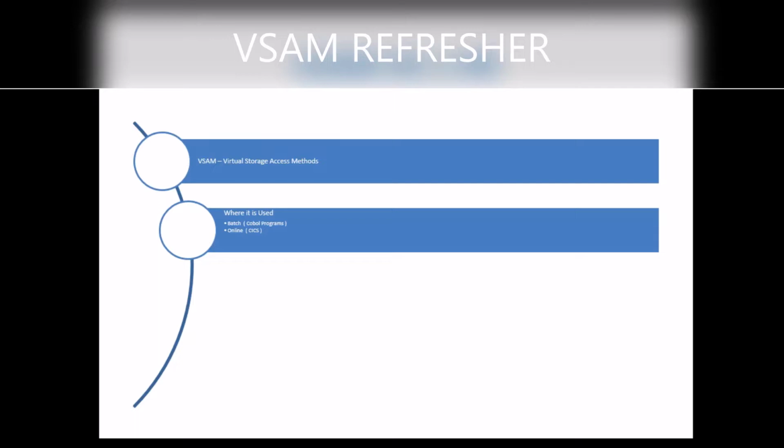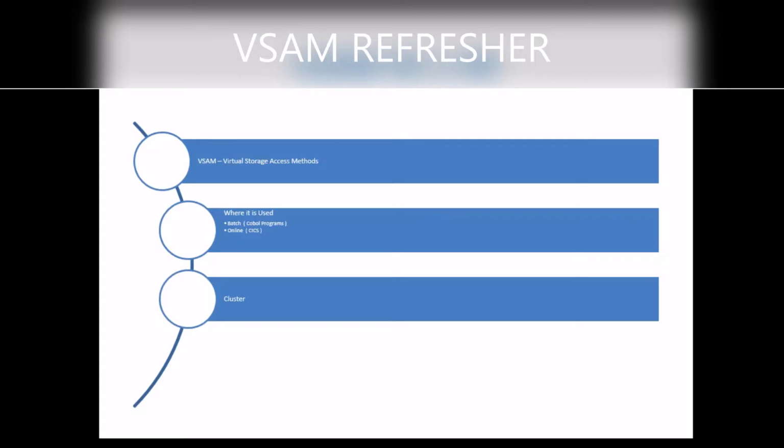When I say batch, it is related to COBOL programs. When I say online, it is related to CICS programs. Once you create this VSAM file, you can access it using COBOL batch programs, and you can access it using online CICS programs. Here we call a VSAM file a cluster. A cluster contains a data component, an index component, and a name component. Altogether, this is called a cluster.